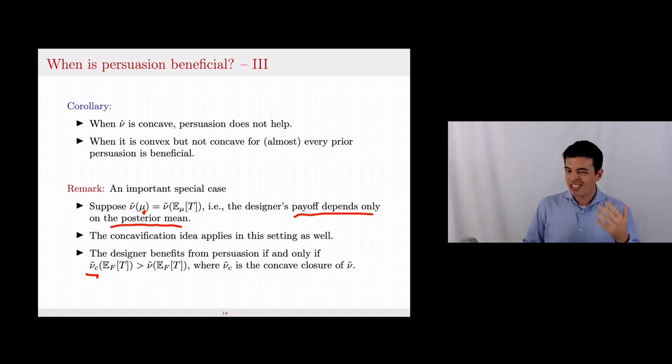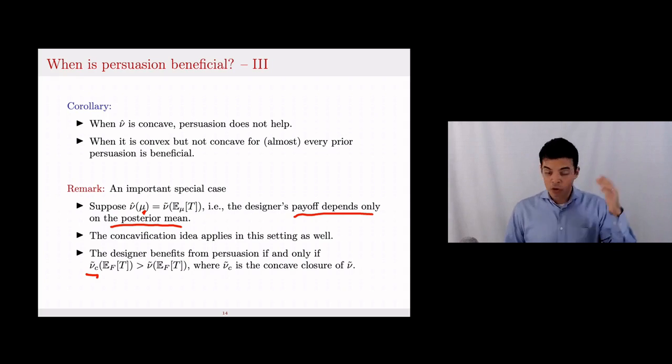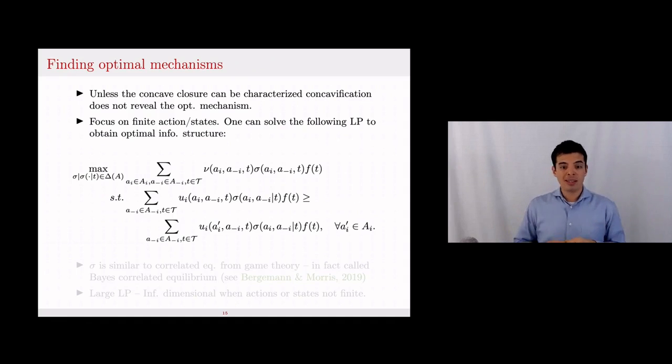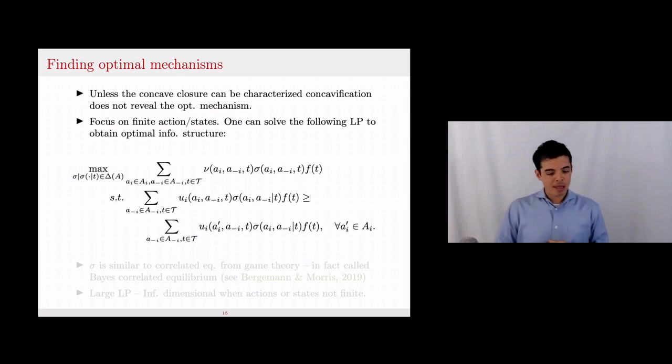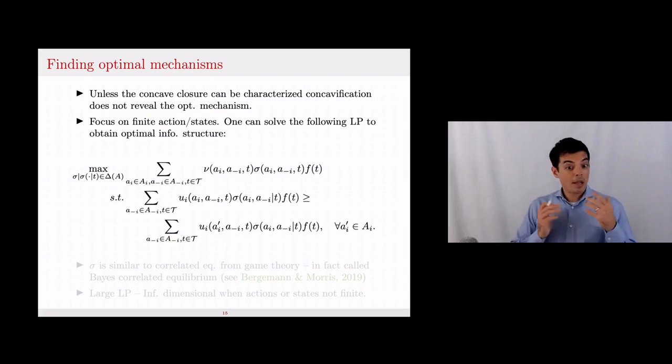It's a beautiful idea. It teaches us when the designer benefits from persuasion. In some settings, you can characterize the concave closures of these functions nu hat or nu tilde in a straightforward way, for instance, when there are binary actions. And using this characterization of the concave closure, you can reason about the optimal mechanisms as well. But in richer settings, it may be infeasible to obtain the concave closure in an analytically tractable way. Still, in those settings, by solving a linear program, one can characterize the optimal information structures.